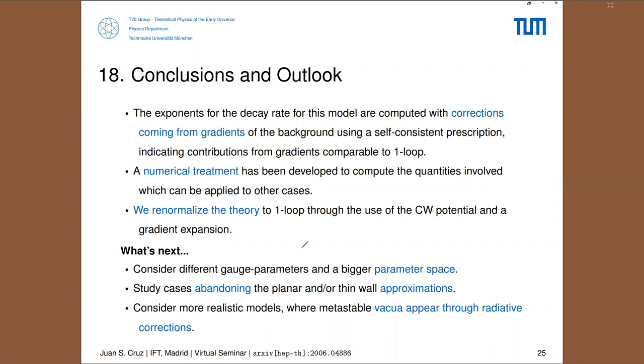I have a question. Okay. So if you are forced to work numerically, why do you need to consider the thin wall approximation? Why not just consider the general case?